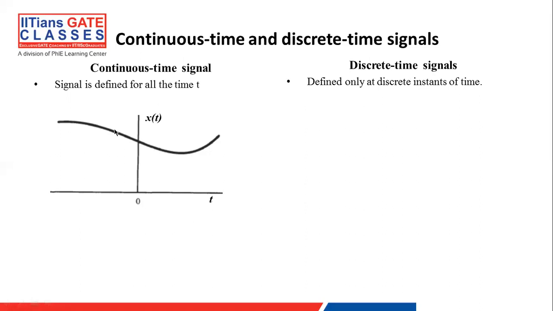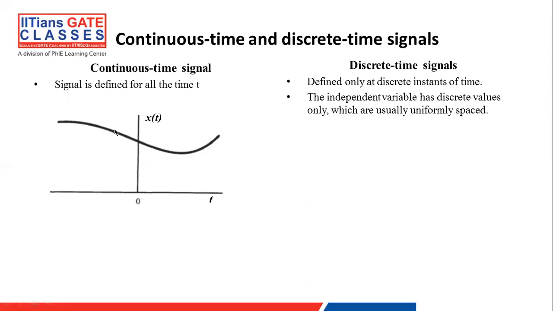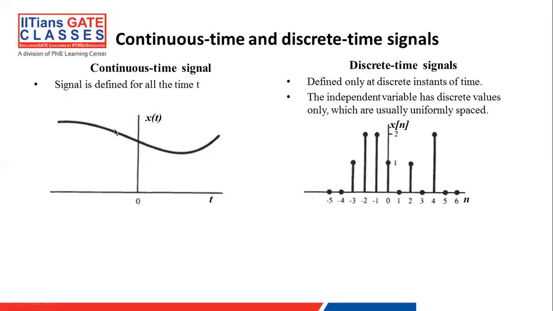in the case of discrete time signal, the signal is defined only at particular instances of time, some discrete instances of time, not all values of time. So if you plot the signal, it will look like this, discrete, in the sense that it is not defined in between. So it is defined only at -4 and then only at -3. There is no value of the signal at -3.5.